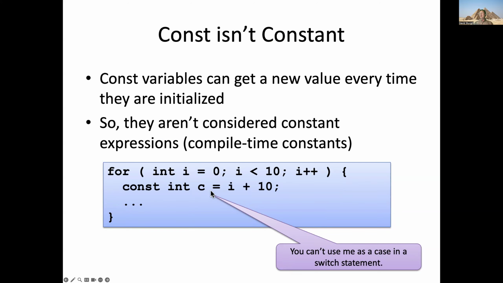C has the word const on it, so inside each iteration of this loop, once I set C to be I plus 10, I can't change it. The compiler will complain. But it's not really a const. It gets set to a different value each time this loop iterates. So there's not one value that the compiler can figure out for C. So it won't let us use it in place of const expressions.